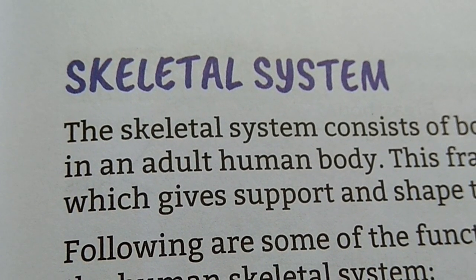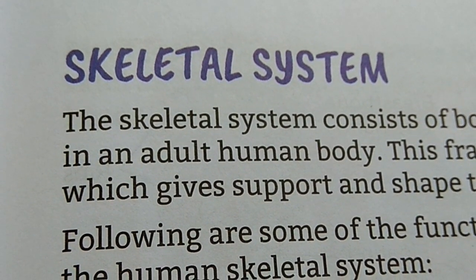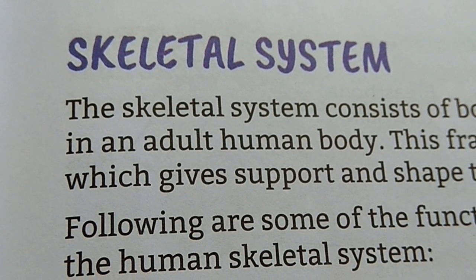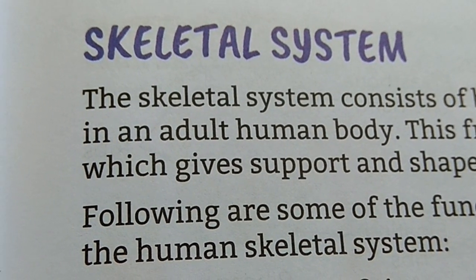In the previous class, we started the topic skeletal system. We have seen the main parts of the skeletal system, which were the skull and the backbone. Today, we will see the rib cage and the limbs. Let's start with the topic rib cage.